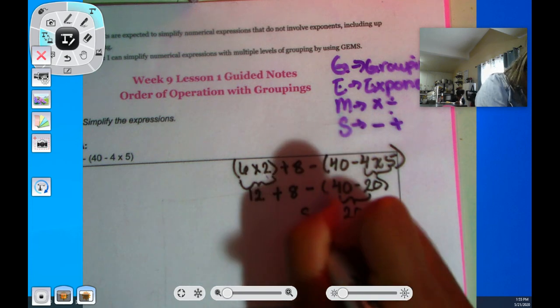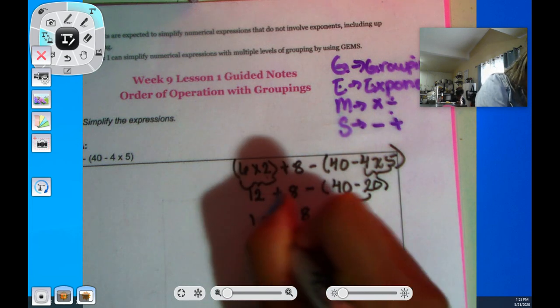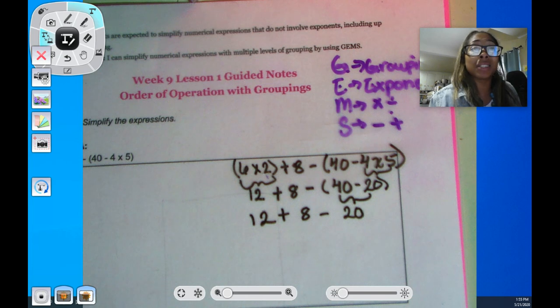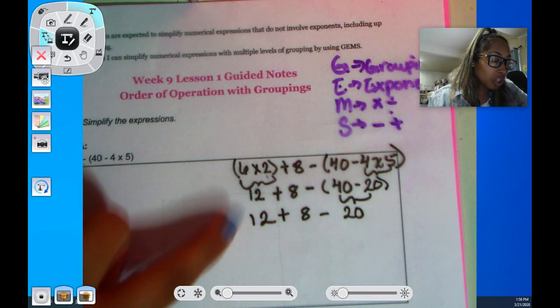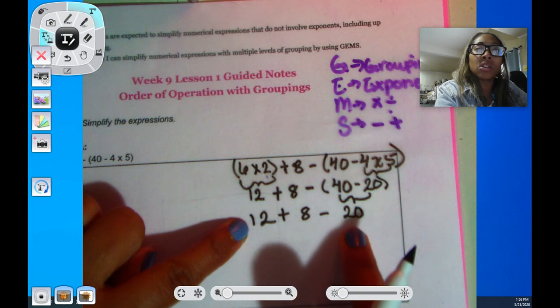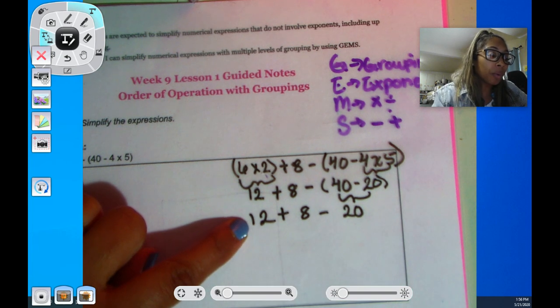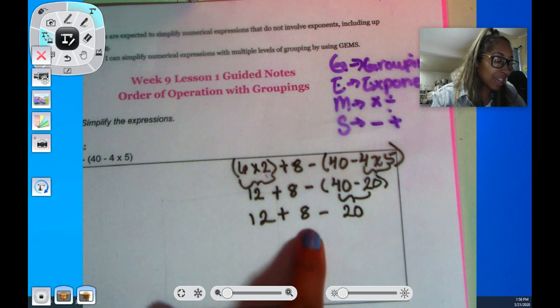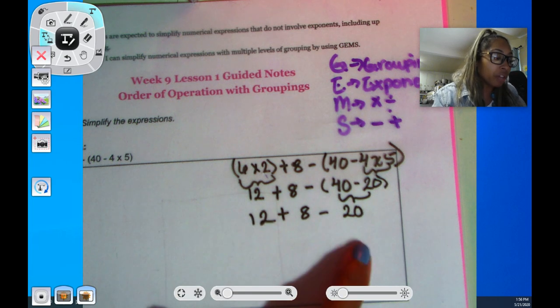I'm going to rewrite the expression now, just bringing down everything that was on the outside of the parentheses. We haven't touched anything outside of the parentheses. We just evaluated what was on the inside. Now we're ready to start. I've got 12 plus 8 minus 20. We're finished with all of the groupings.